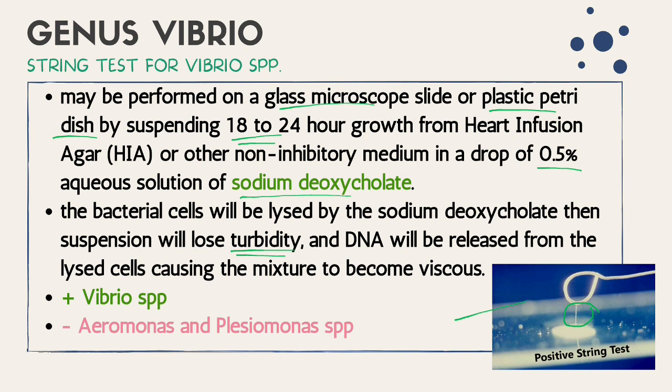DNA will be released from the lysed cells, causing the mixture to become viscous. The positive organism for the string test is Vibrio. Negative are Aeromonas and Plesiomonas. So this is a good test to differentiate Vibrio from other enteric pathogens under the VCAP.